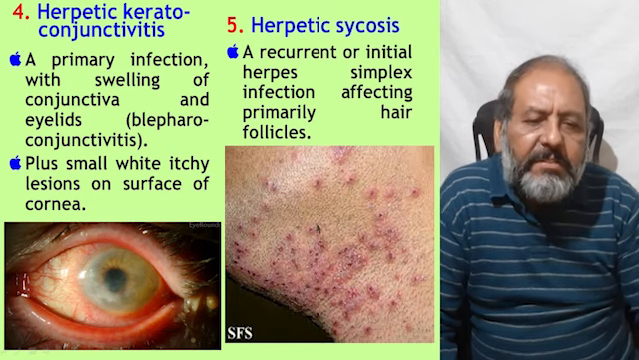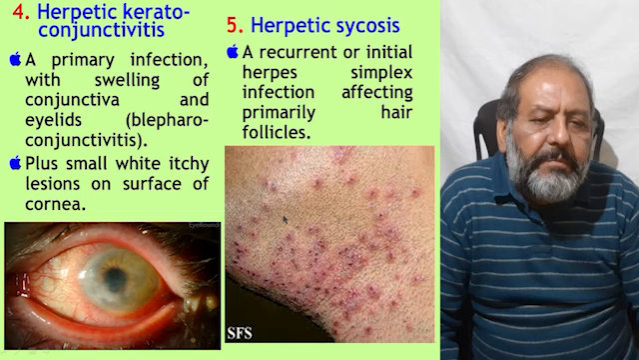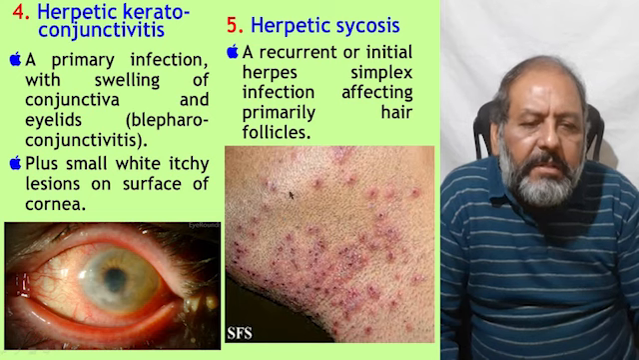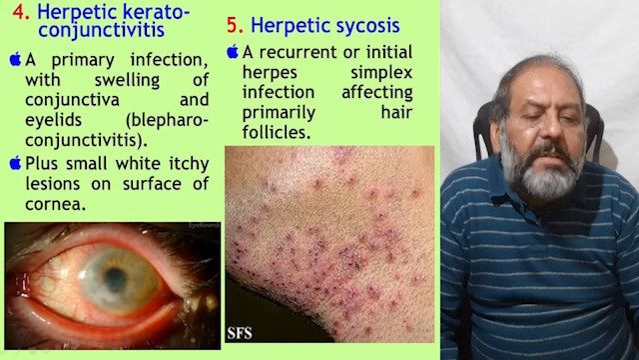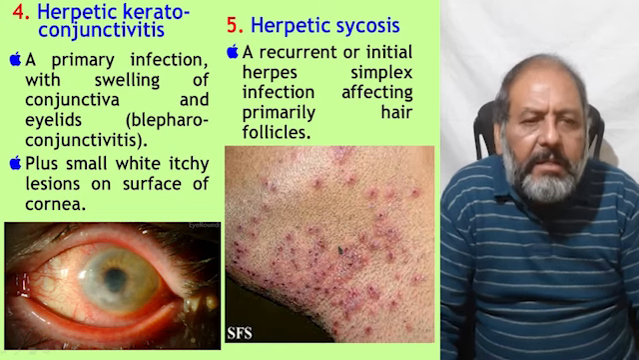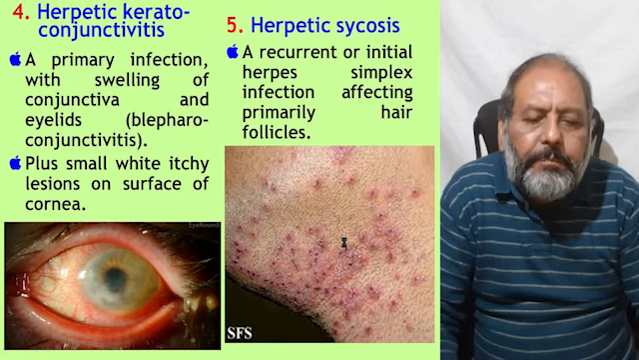Number five is herpetic sycosis, a recurrent or initial herpes simplex infection affecting primarily the hair follicles. Here one can see the chin and the mandible of the patient with hair follicles. These have the blisters, so that is called herpetic sycosis.